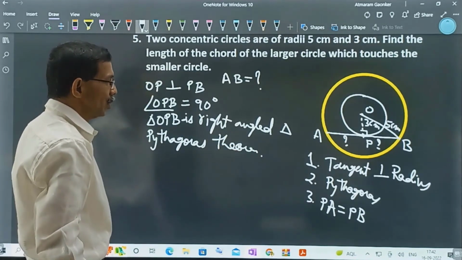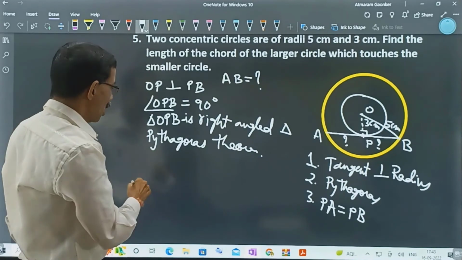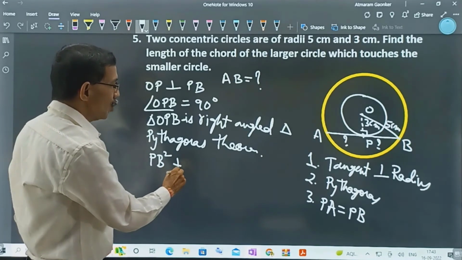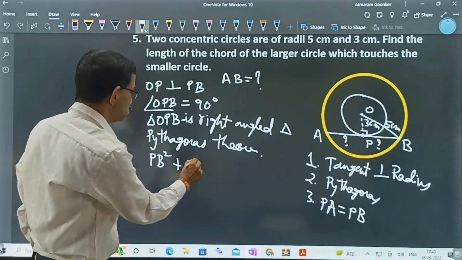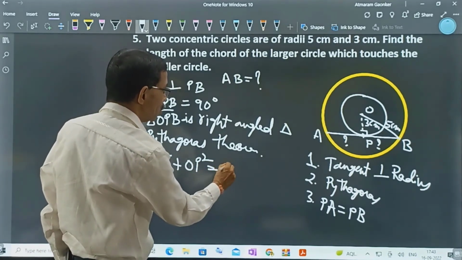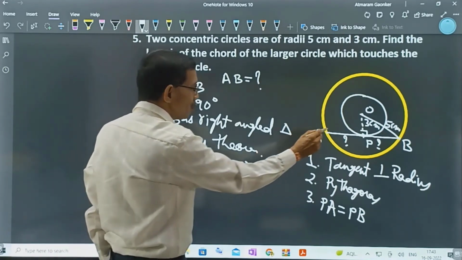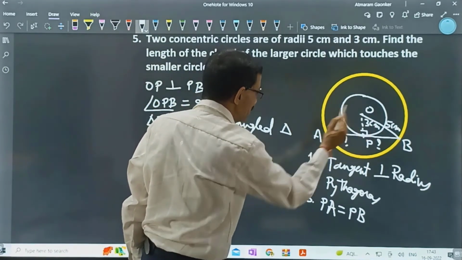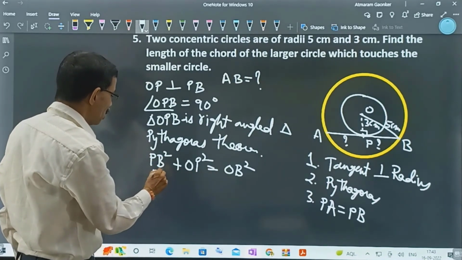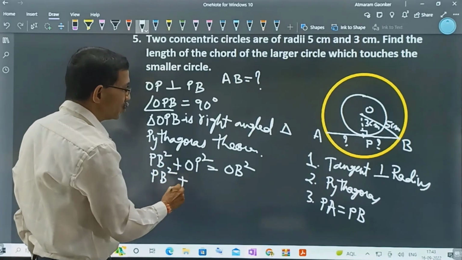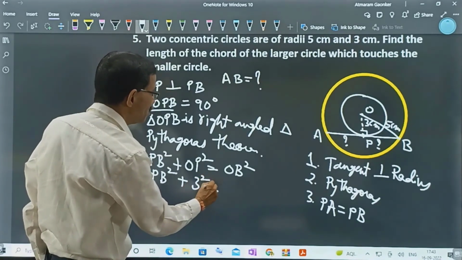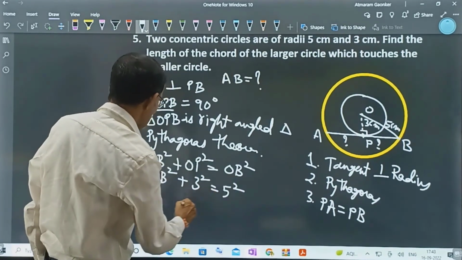By Pythagoras theorem we are required to find PB. So I will write PB square, which is one side. The second side is OP square. This is equal to the hypotenuse. Hypotenuse is OB, so OB square, because the length opposite to the right angle is the hypotenuse. So PB square plus OP, OP is 3 centimeters, so 3 square is equal to OB given as 5 square.